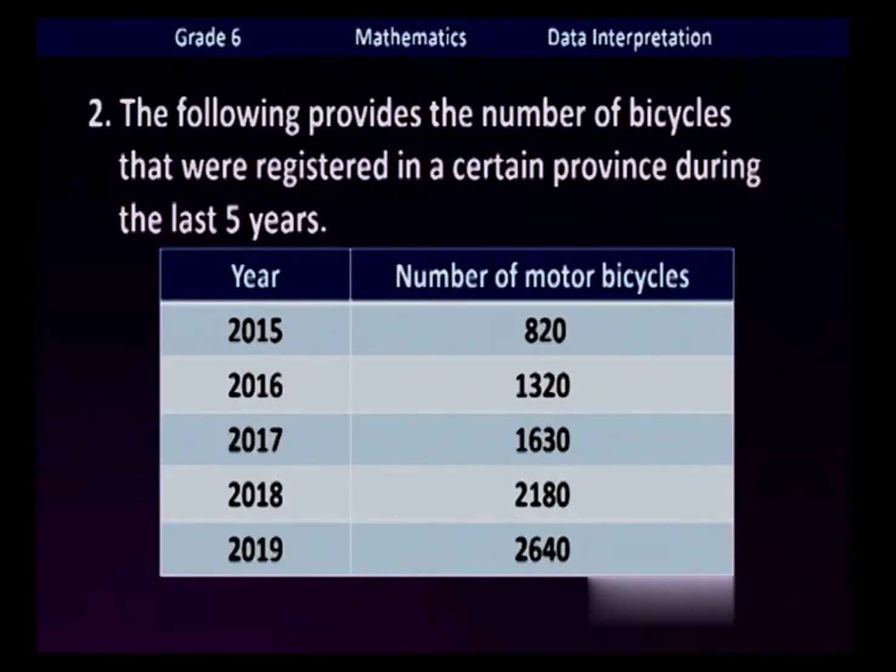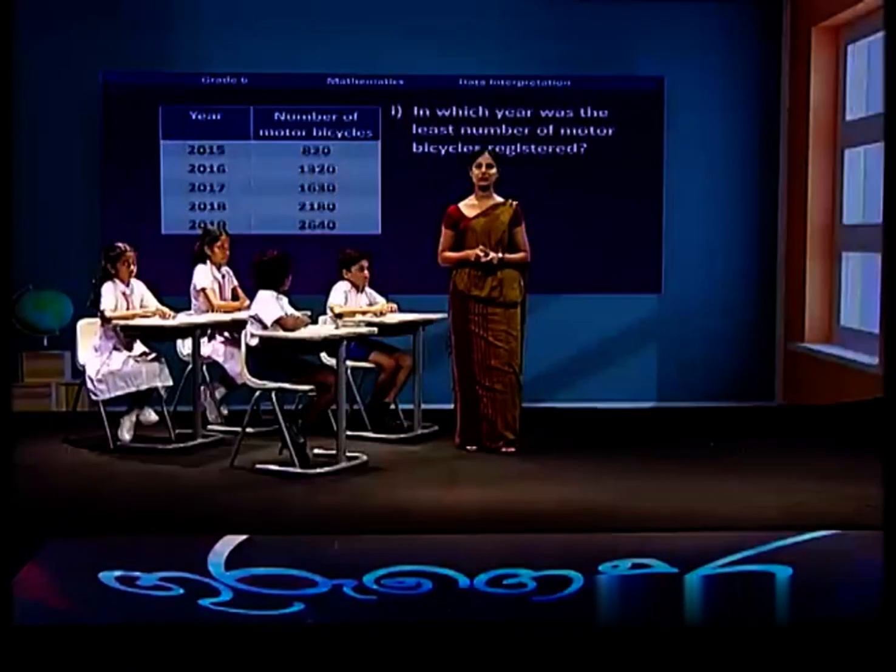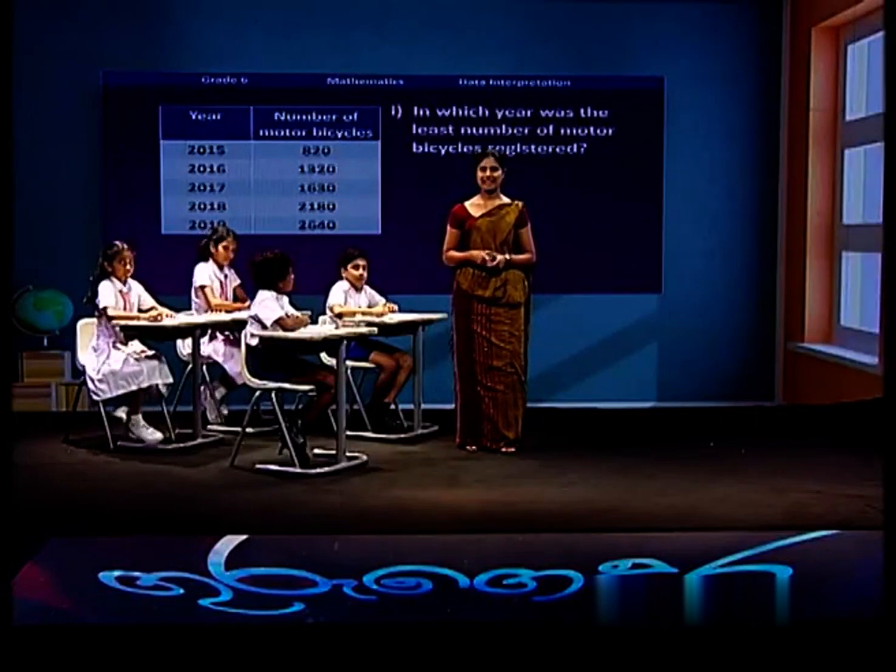The following provides the number of motor bicycles that were registered in a certain province during the last 5 years. You can see in this table the number of motor bicycles registered from 2015 to 2019. By using this table, I am going to ask some questions. In which year was the least number of motor bicycles registered? Nisika, try to tell the answer here.